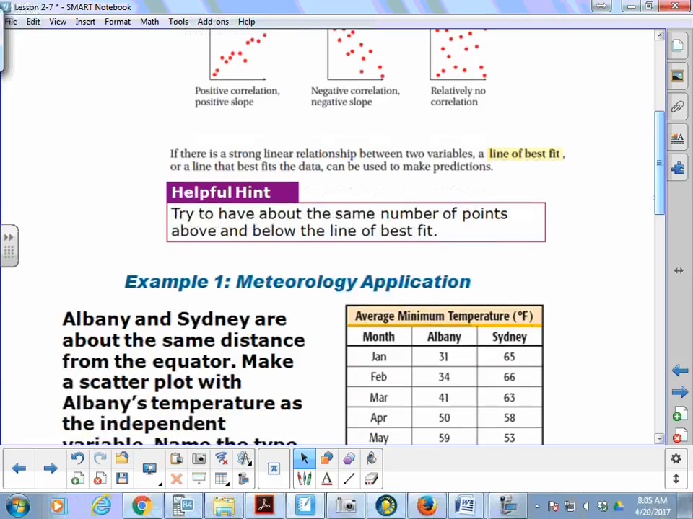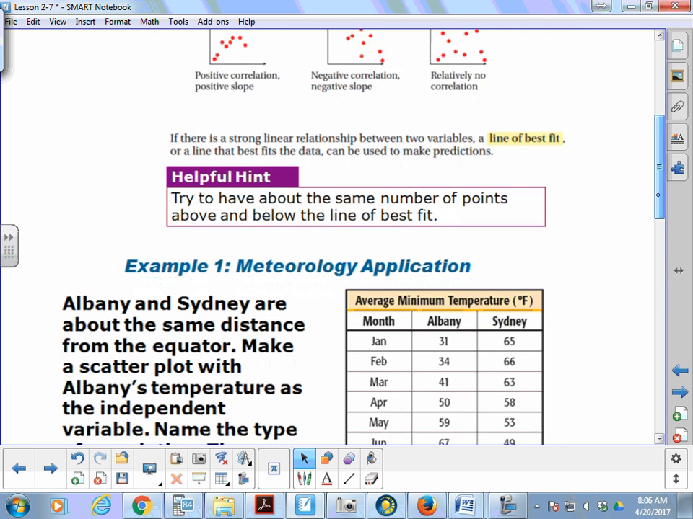Right? If there's a strong linear relationship between two variables, then a line of best fit, or a line that best fits the data, can be used to make predictions. And so what we're going to do is, first of all, make scatter plots by hand, and then I'm going to show you how to make them with your calculator and how to find the line of best fit with your calculator. All right, which we're going to call linear regression. And so we're going to do that.